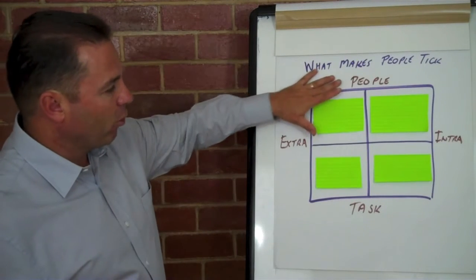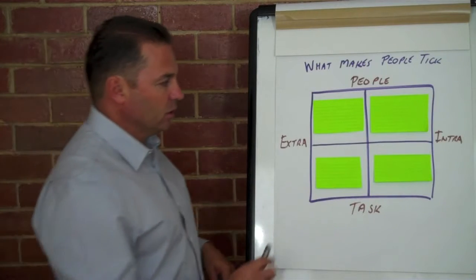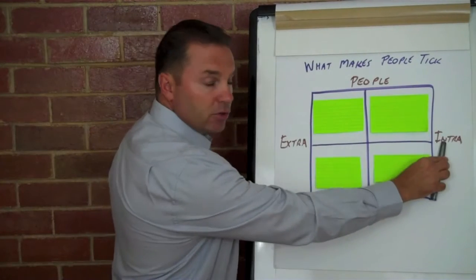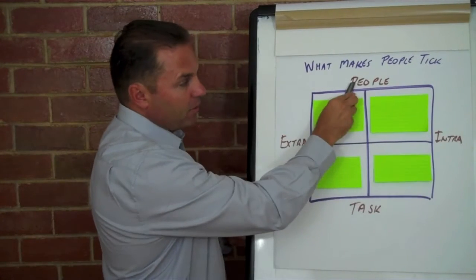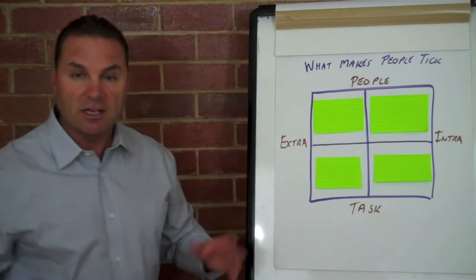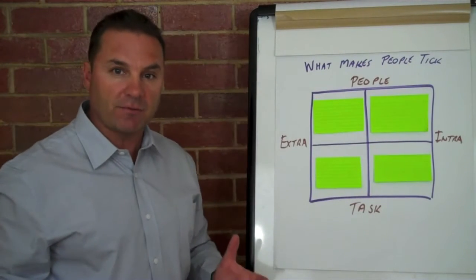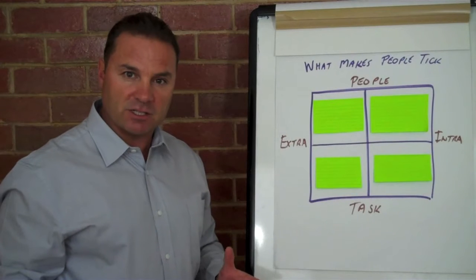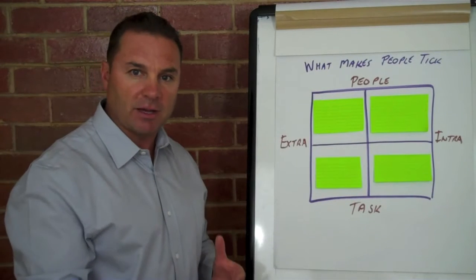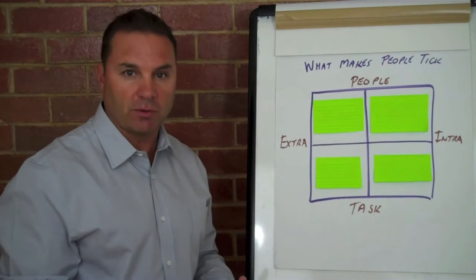There are four parameters with this particular tool. We have the extroversion and introversion parameters, and we have the people focus and task focus. None are right or wrong, they're just preferences. So remember, with preferences, it doesn't mean that you can't do the other behaviours, it's just not your preference.